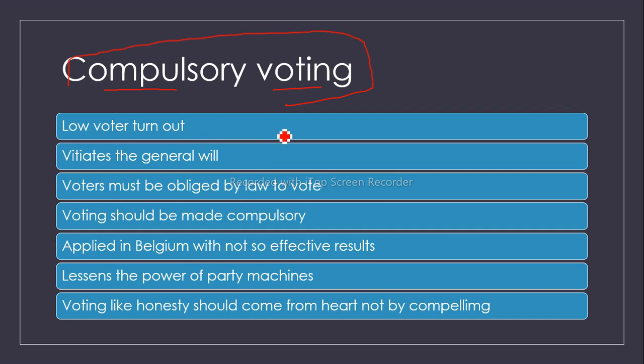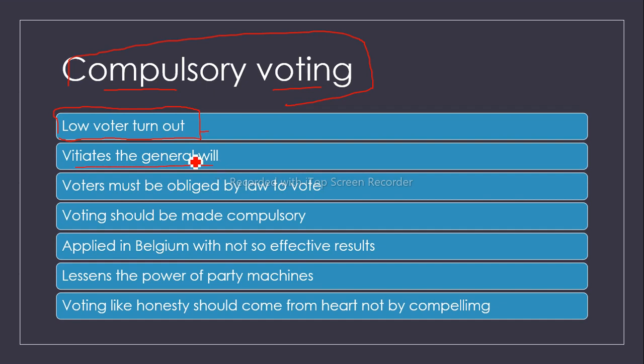Now the last thing is compulsory voting, because we see that usually the voters are indifferent, do not take so much interest in elections, in politics, in national problems. They are indulged in their own lives. They're concerned about their own local issues. So usually the people do not even go out to vote on the election day. Even in Pakistan we see so many people who don't even cast their votes. So there is usually a low voter turnout. So it vitiates the general will.